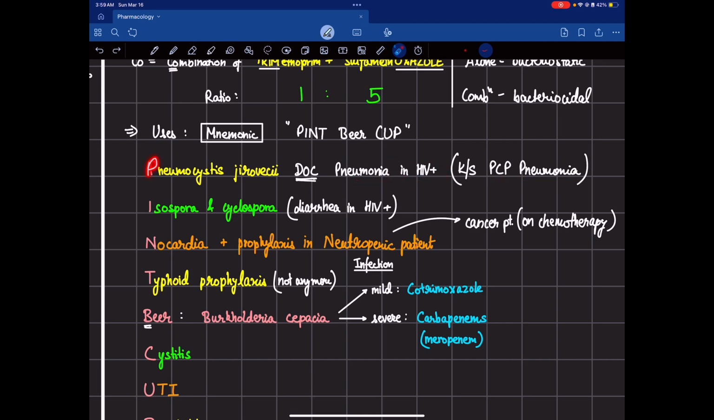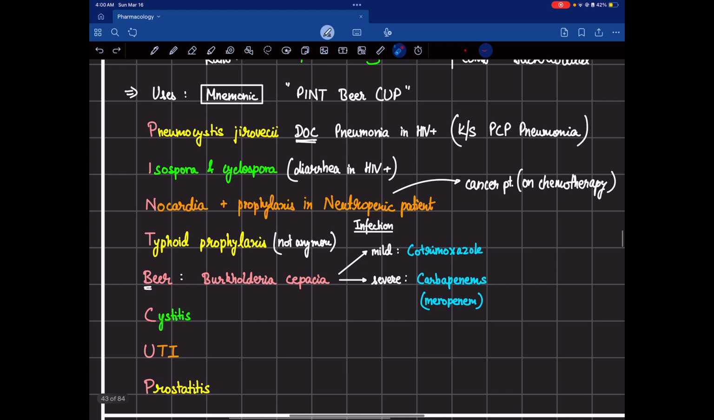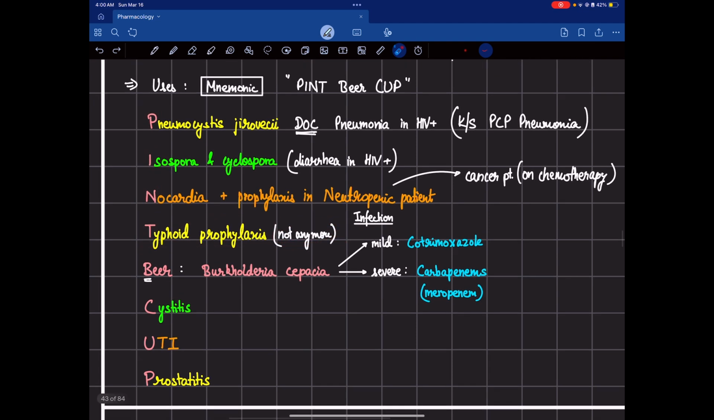After P, we go into I, that is Isospora and Cyclospora, which causes diarrhea in HIV positive patients. Next, we have N, that is Nocardia and prophylaxis in neutropenic patients. That is your cancer patients on chemotherapy. They have a symptom of neutropenia. So PIN, next is T for typhoid, and we use it for typhoid prophylaxis. That is not used anymore, but just for your knowledge.